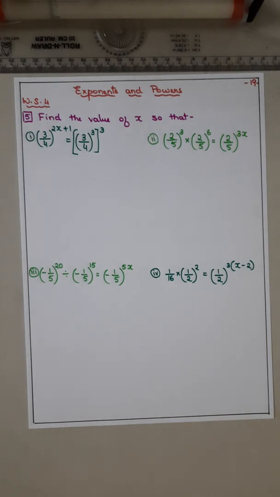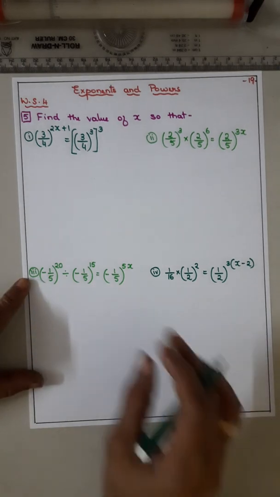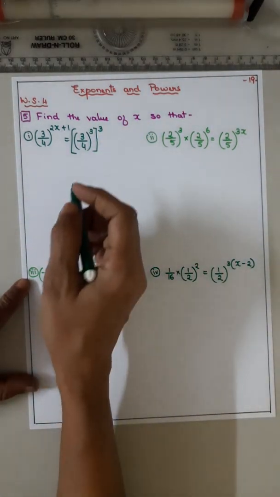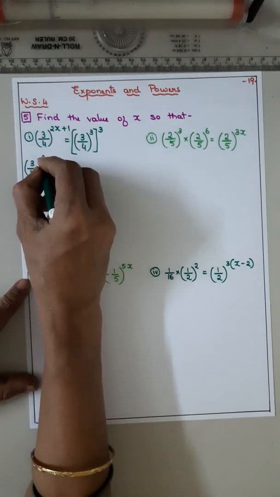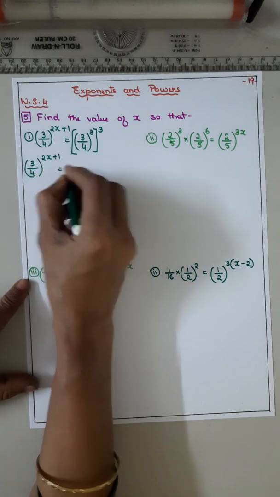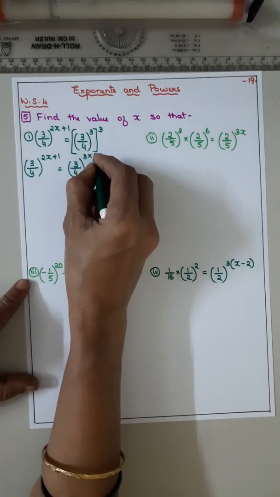We were discussing the lesson exponents and powers, worksheet 4. Now coming to the fifth sum, find the value of x. The first is (3/4) raised to 2x plus 1 is equal to (3/4) raised to 3 raised to 3. Here we have to solve the right side first. The left side is (3/4) raised to 2x plus 1. The right side will be (3/4) raised to 3 into 3.